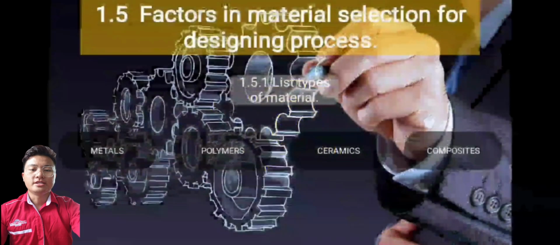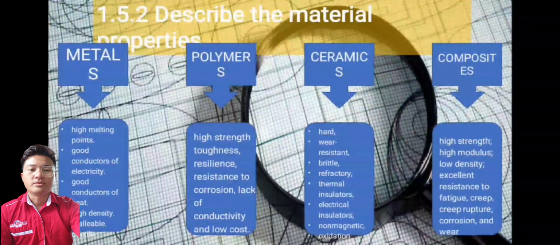There are 4 types of material, which are metal, polymer, ceramics, and composite. Each type has its own material properties. Metals: high melting points, good conductor of electricity, good conductor of heat, high density, malleable, and ductile.